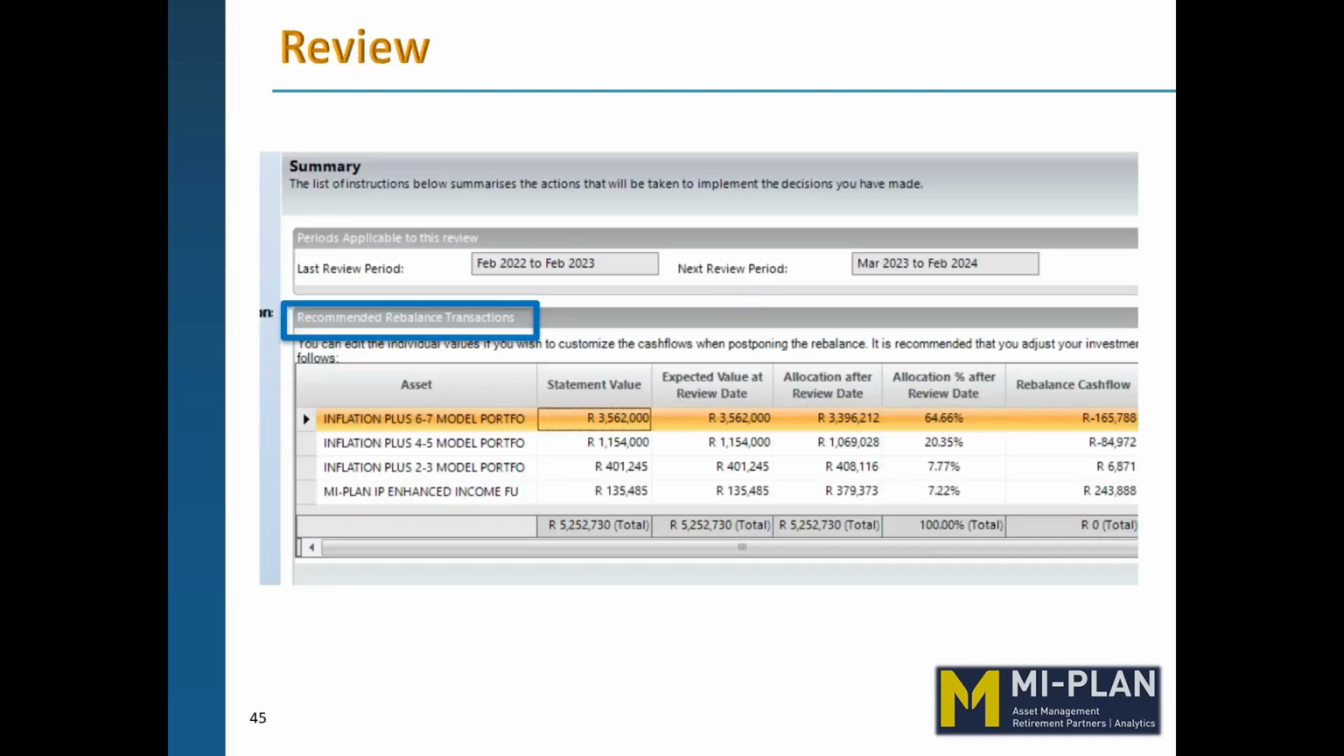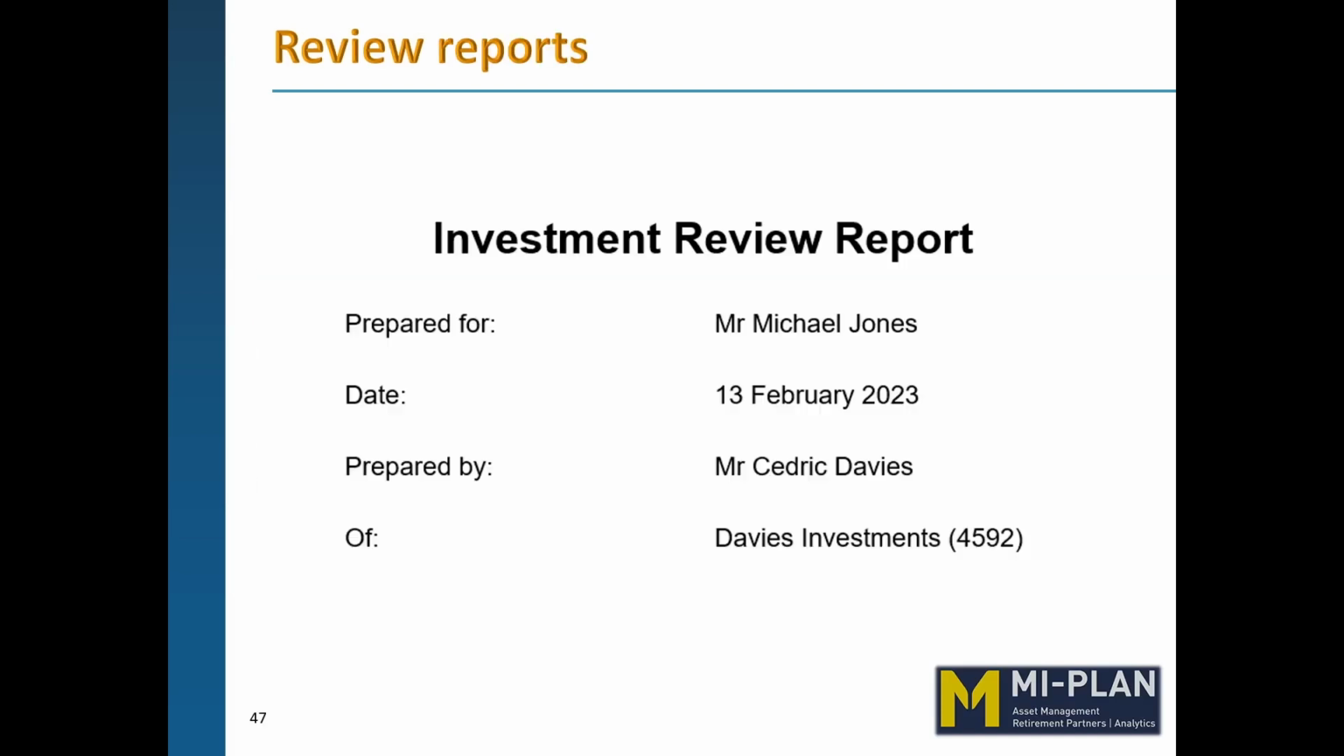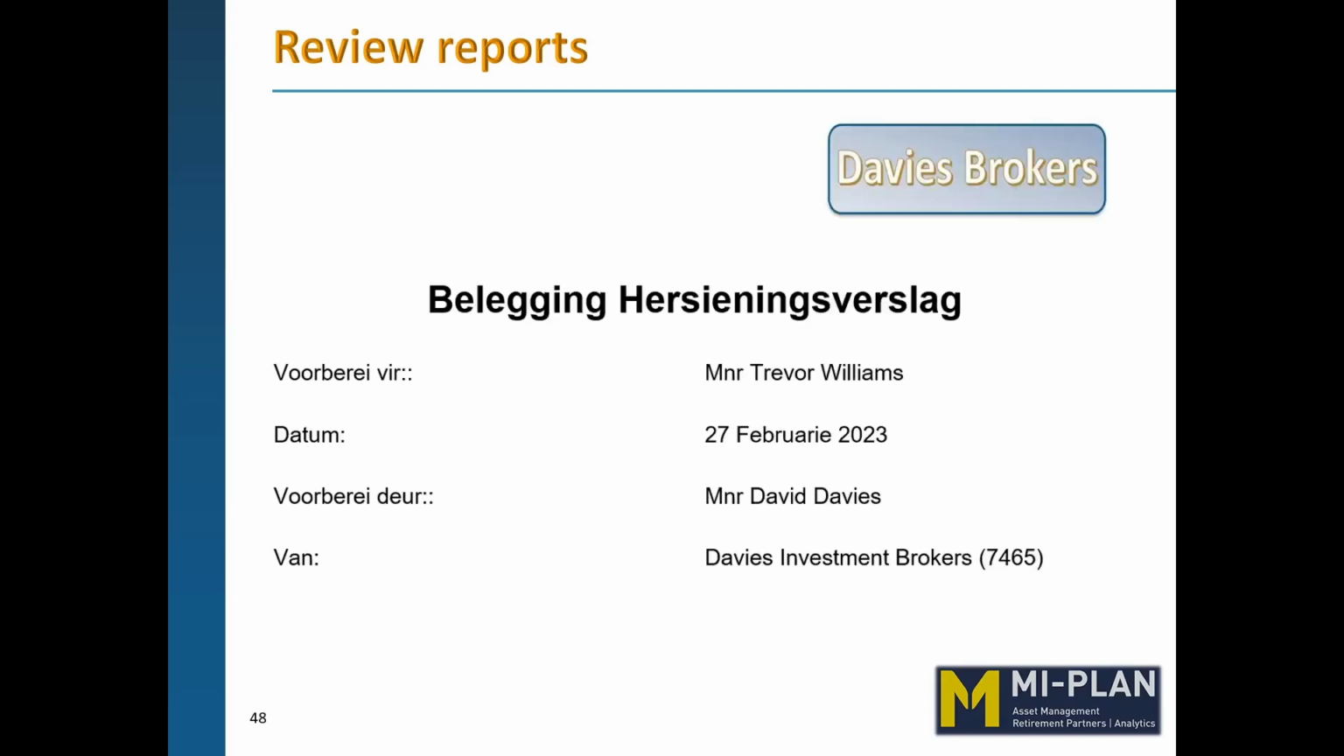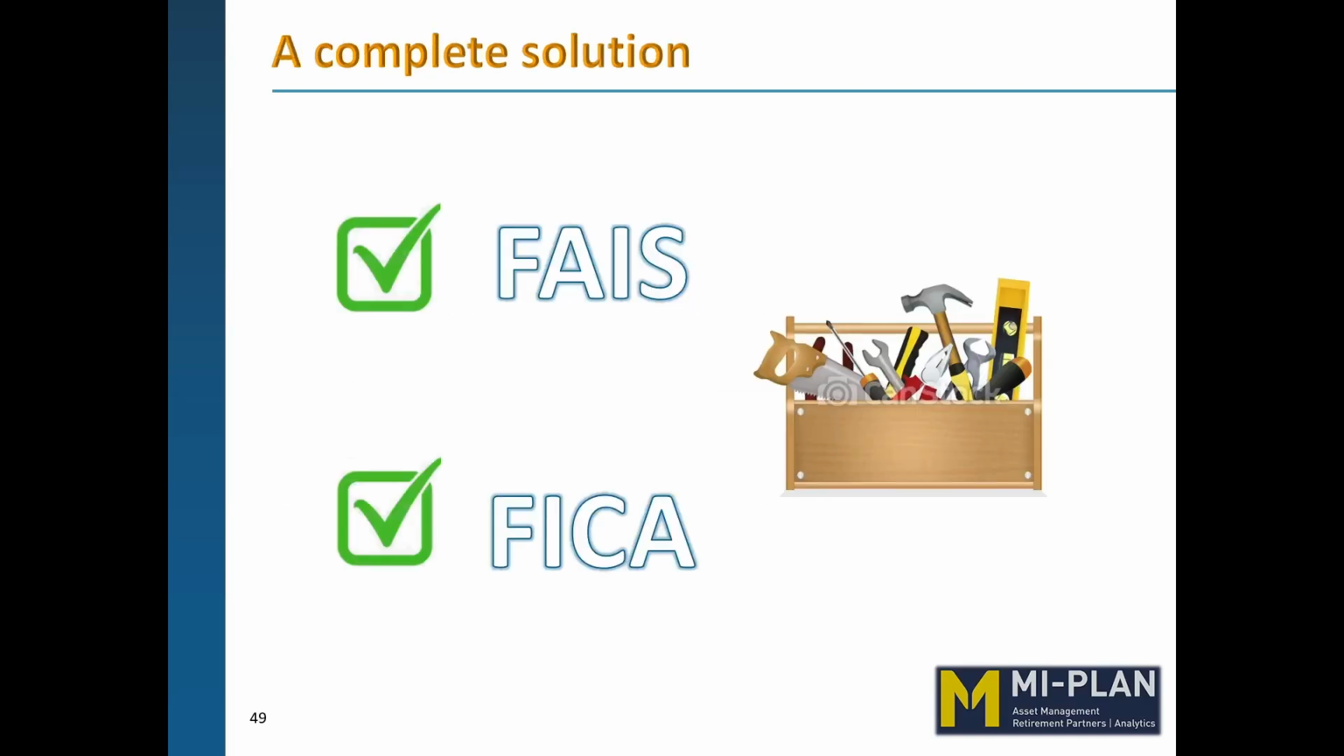Arguably, the most useful feature of the MyPlan software is the review wizard and the review reports which are generated. On an annual basis, the software will give a reminder that a review for a client is coming up. The review wizard then guides the financial planner through a series of screens, which ultimately results in a recommendation as to how to rebalance an investment if necessary, so that the investment is always optimized. All of the reports in MyPlan are available in English and in Afrikaans.